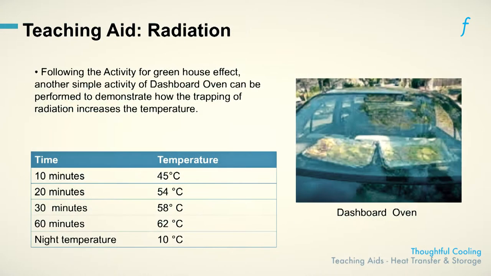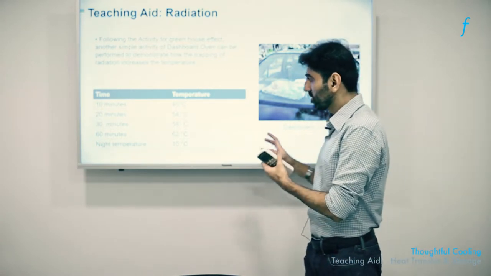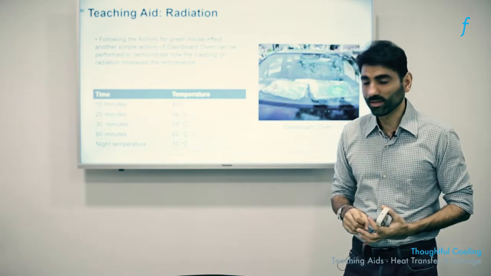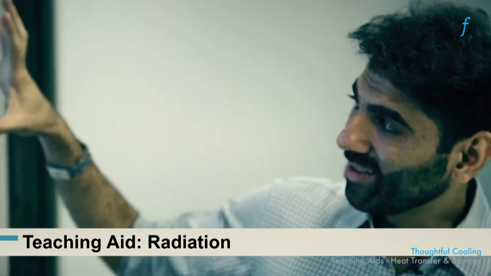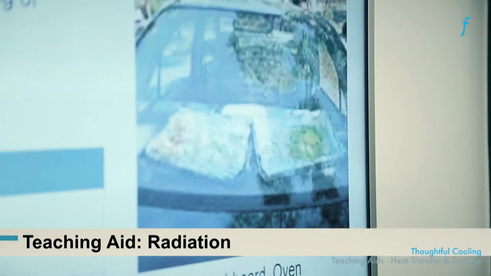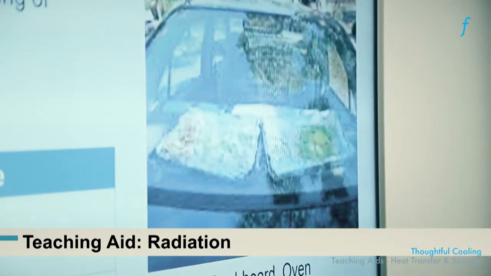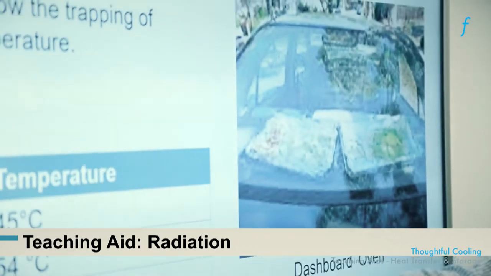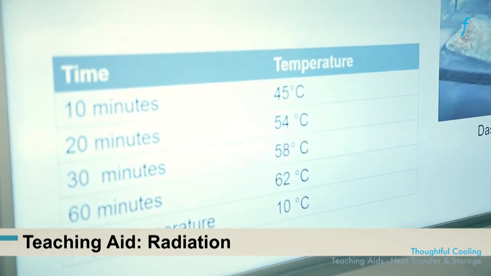Here is a very emphatic way of conveying the amount of radiant heat that is available to us to use in an advantageous manner, or also the amount of radiant heat that we have to battle when we're trying to cool spaces. So this is called a dashboard oven. It essentially is a way of conveying how heat is trapped in a greenhouse situation. So this is a car which has glass surfaces all closed shut. And here is something that is being cooked, in this case, say for example, cookies or some sort of dough. Leaving this in the presence of direct sunlight for a short period of time can achieve pretty significant temperatures and can be used as a way to cook this raw material, in this case, some sort of dough or cookies.